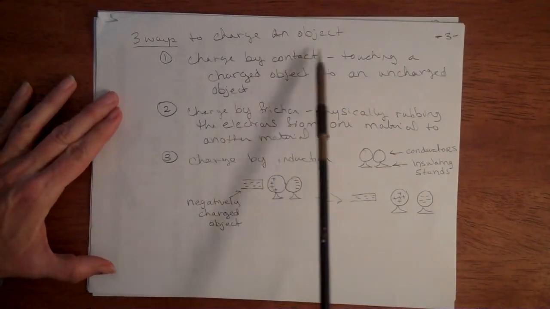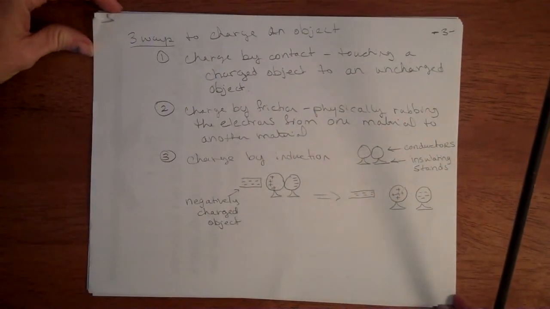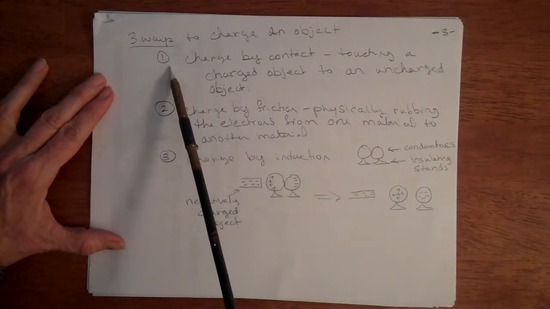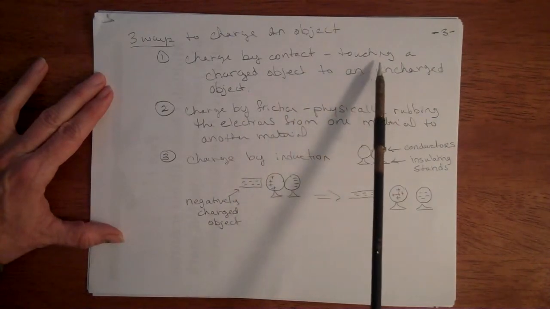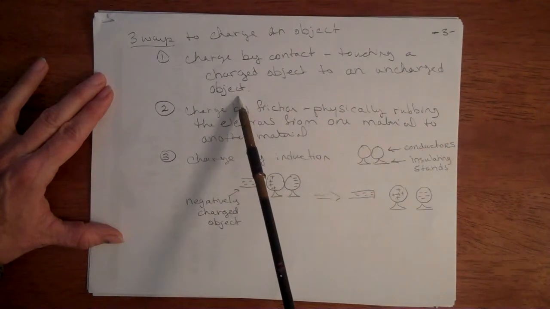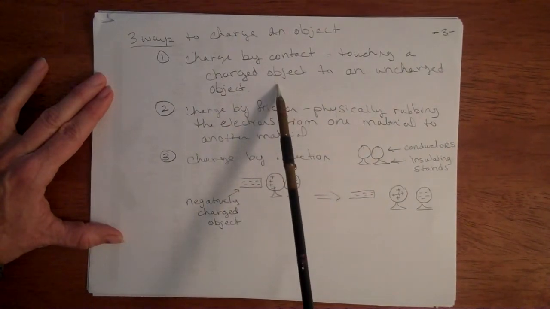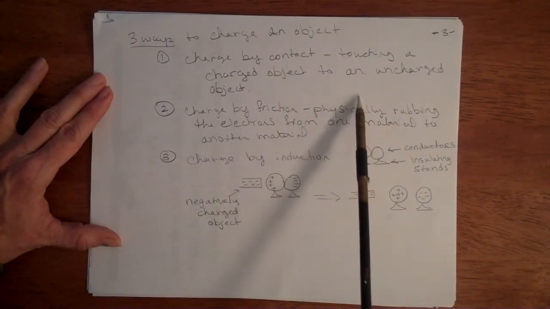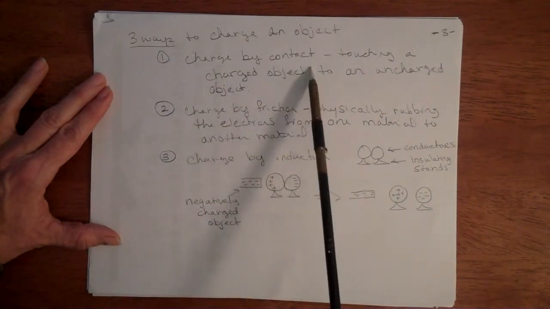There are 3 ways to charge an object: to either add an imbalance of electrons or take away electrons from a material. So the first way is to charge by contact. Charging by contact is just physically touching a charged object to an uncharged object. If these are conductive materials, then some of the charge will transfer from the charged object to the originally uncharged object, leaving you now with a charged object. So one way is to charge by contact.